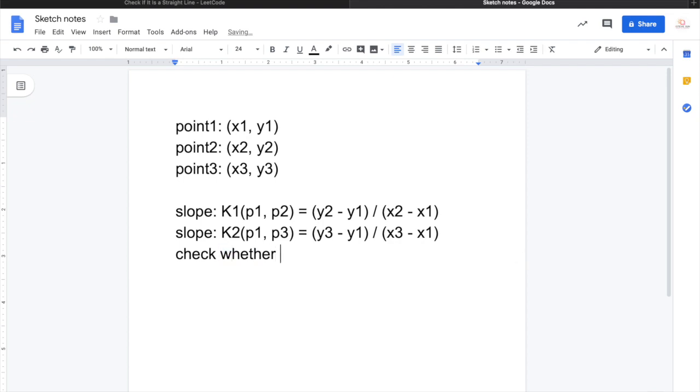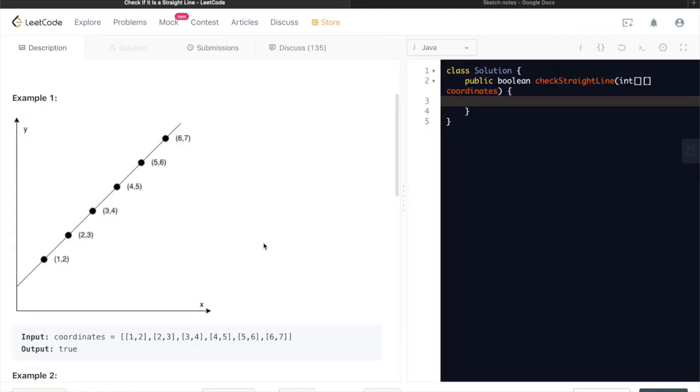We'll check whether k1 equals k2. If k1 equals k2, that basically concludes that these three points, point 1, point 2, and point 3, are on the same line. Very simple and straightforward. For example, we can take a few points as an example.